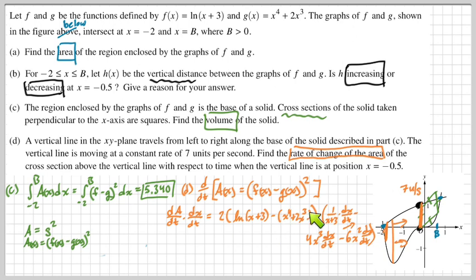Now, I had to find what dA dt, or what this rate actually is, at negative 0.5. So there's two ways to go about this. I could plug in negative 0.5 into here, here, here, here, and here, into all my x's. But then what the heck is this dx dt? What is that?